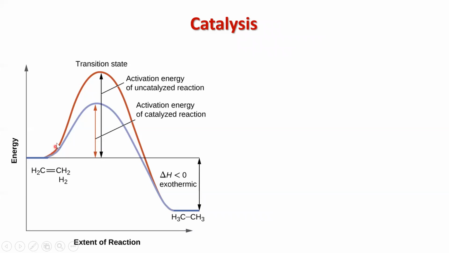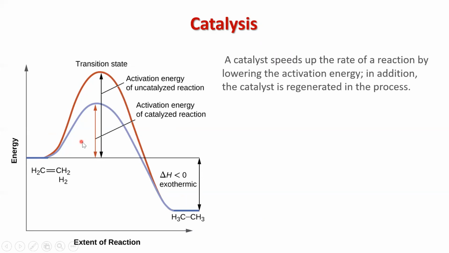And the red curve here represents an uncatalyzed reaction. So the reactants have to have this much energy in order to get to this transition state where we're breaking bonds and rearranging atoms and then making new bonds to produce our products. What catalysts do is they speed up chemical reactions. And the way that they do that is by changing the reaction mechanism in such a way that they decrease the activation energy. And if you need less energy to get that reaction to proceed, the reaction is going to go faster.